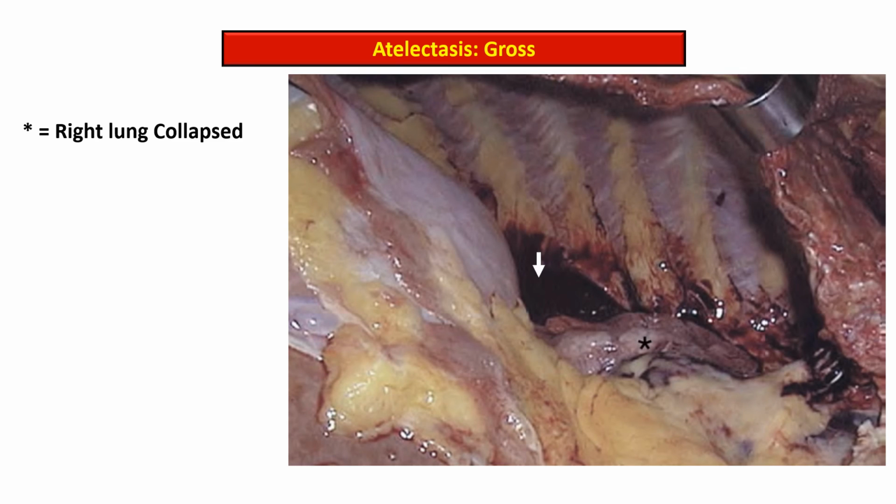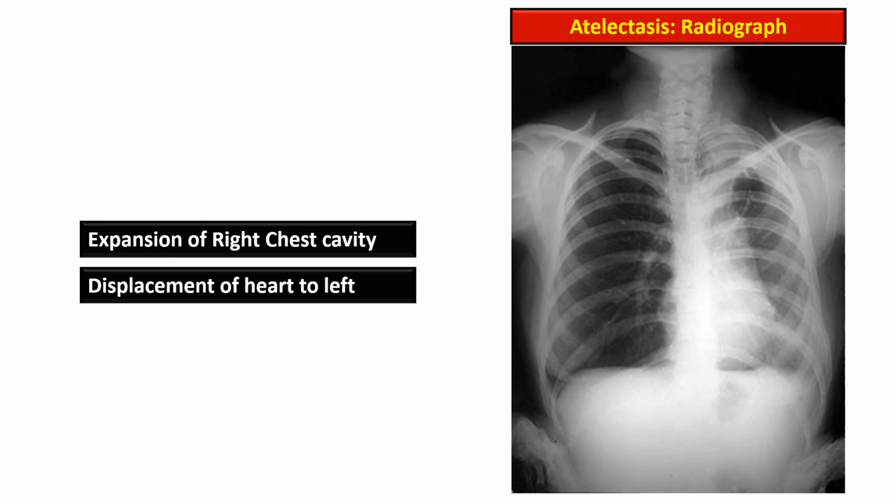This is another gross picture of the lung at autopsy. It shows that the right lung is collapsed, and this white arrow is pointing towards the blood that is accumulated within this pleural cavity, and this is hemothorax. So here is the radiological appearance of atelectasis. In this chest radiograph, there is expansion of the right chest cavity due to pneumothorax, and there is also displacement of the heart to the left.